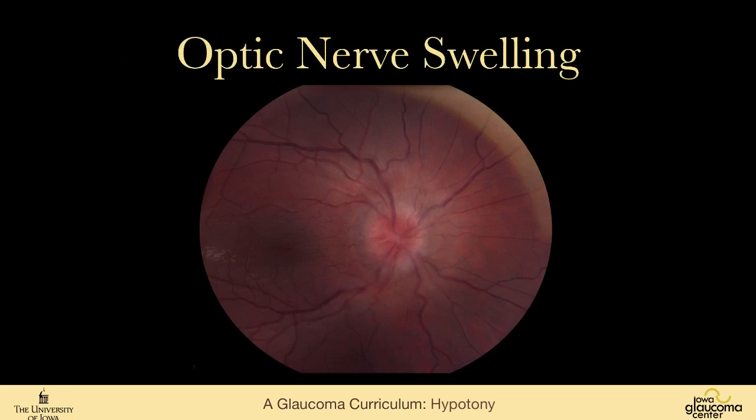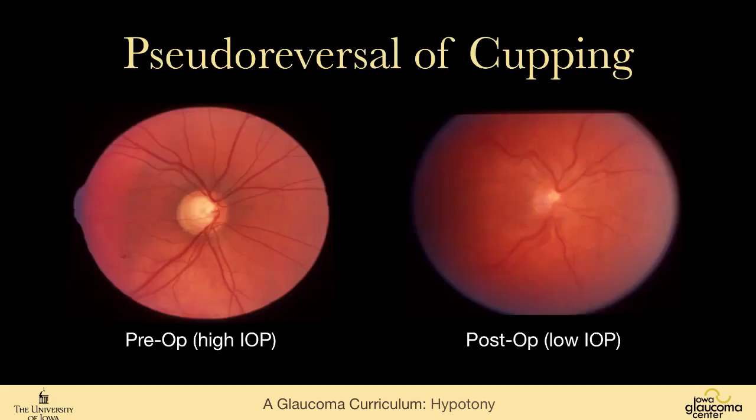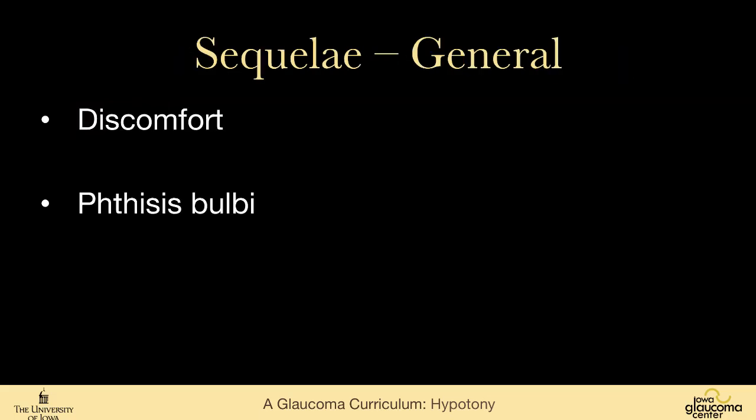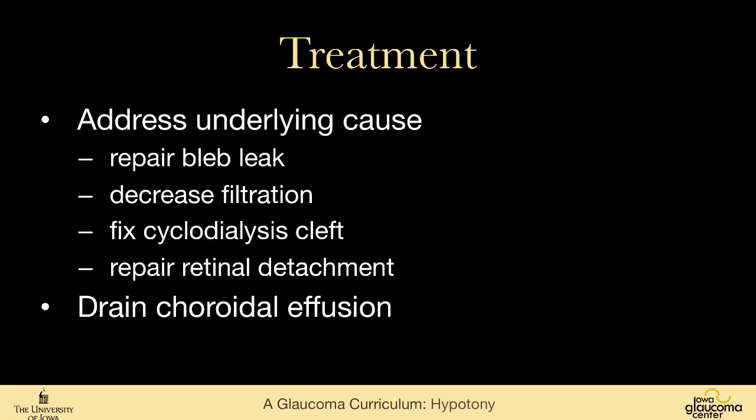The optic nerve head can become swollen, and this can lead to pseudo-reversal of cupping. So the nerve on the left is somebody who has pretty profound glaucoma. After surgery, the pressure was very low. And on the right, this looks like optic nerve head reversal, but really this is just edema, this is just optic nerve swelling in a patient who's hypotonous. This is not the recovery of the optic nerve like one might see in a child. These eyes can be uncomfortable, and they can ultimately develop phthisis.